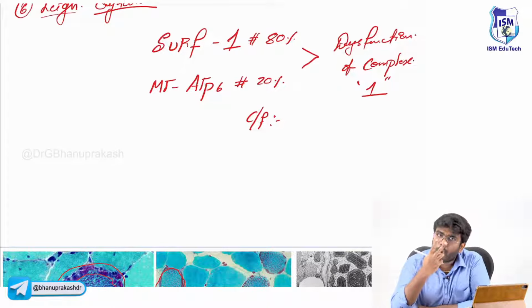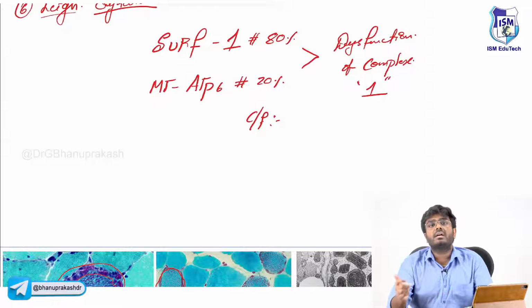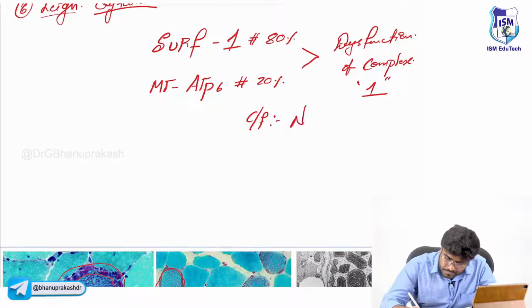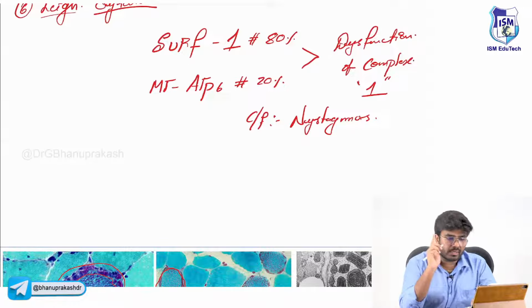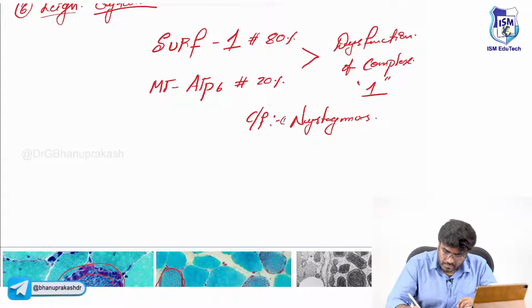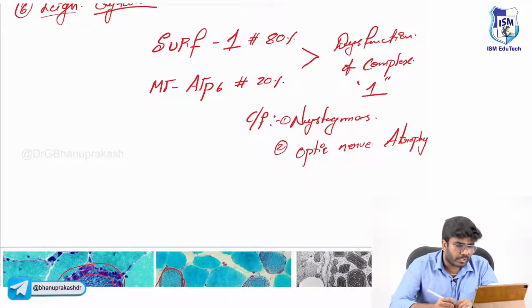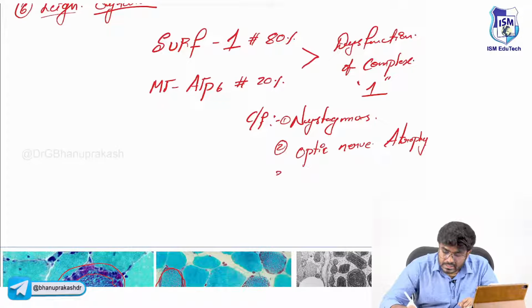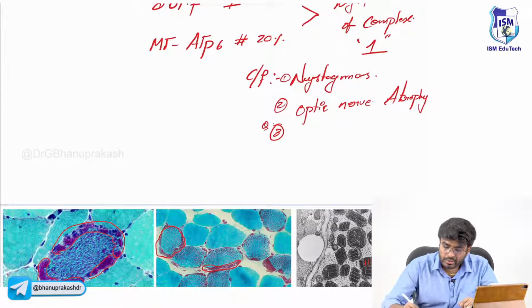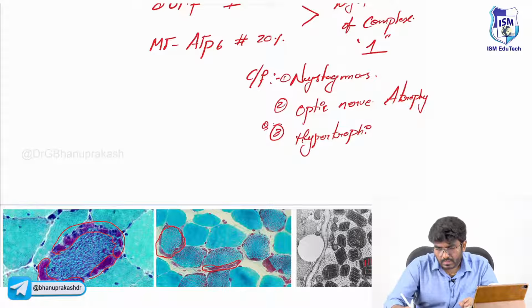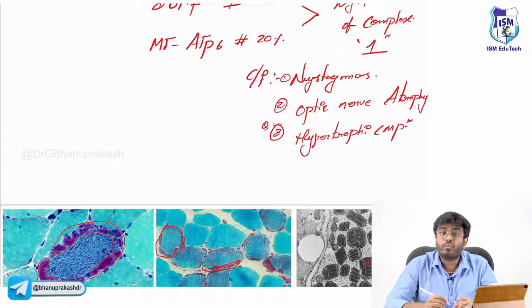Now, any eye abnormalities, can you tell me? This mitochondrial disorder presents with nystagmus. True. And in this condition also, optic nerve atrophy is going to be seen. And very important MCQ: these patients are going to have hypertrophic cardiomyopathy.